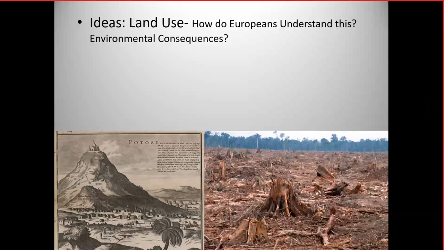So when we look at the Columbian Exchange, there are three major factors involved. We have diseases, plants, and animals, and then we have ideas, right? And ideas relate to economics, land use, religion, and these types of things too. Land use: how do Europeans understand this, and what are the environmental consequences?